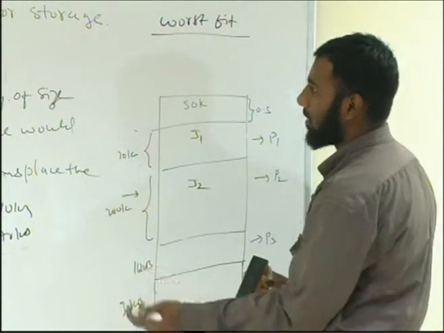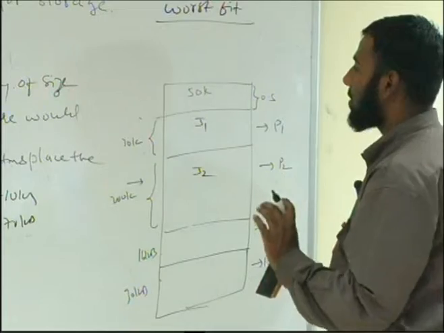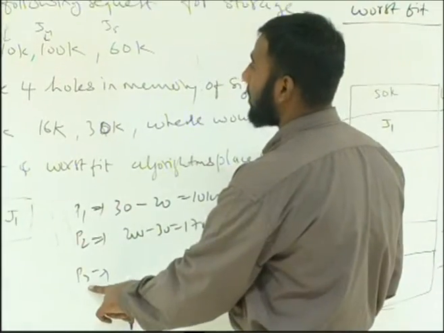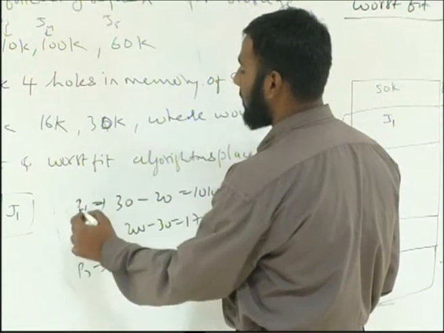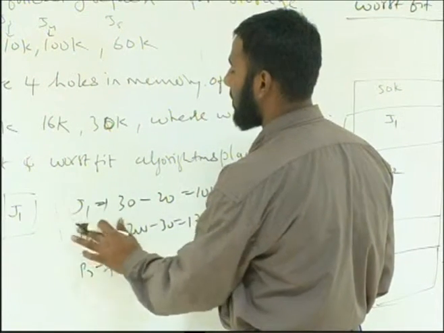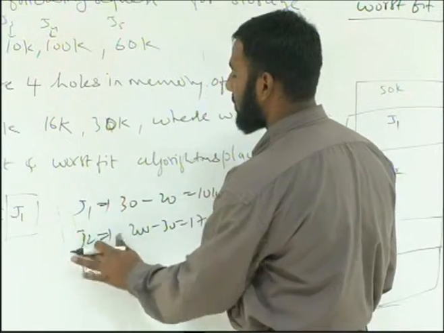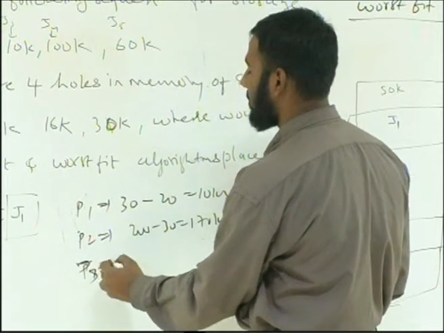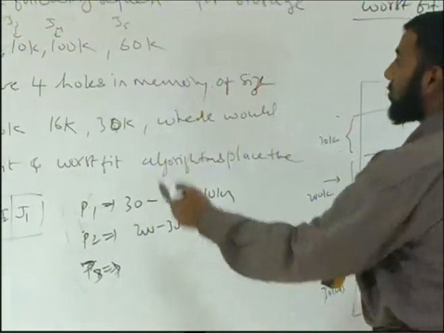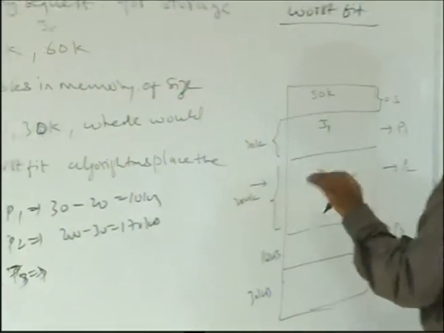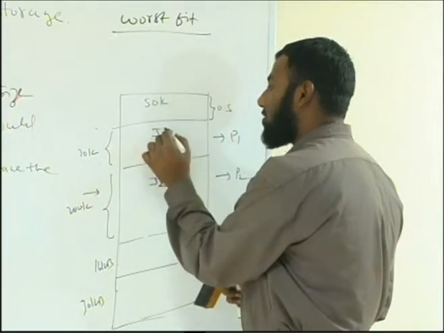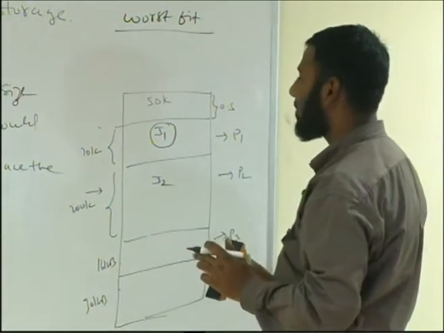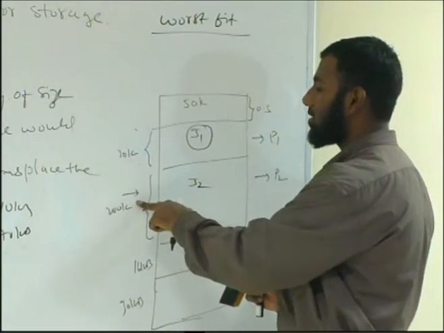Now assume that, I am just making some change. When job, we are talking about jobs. No, it's partition actually. Yeah, you're right. Partitions P2, P3. Okay, when job J3 comes, assume that there is no job sitting in partition P1, and the last allocated block is this.